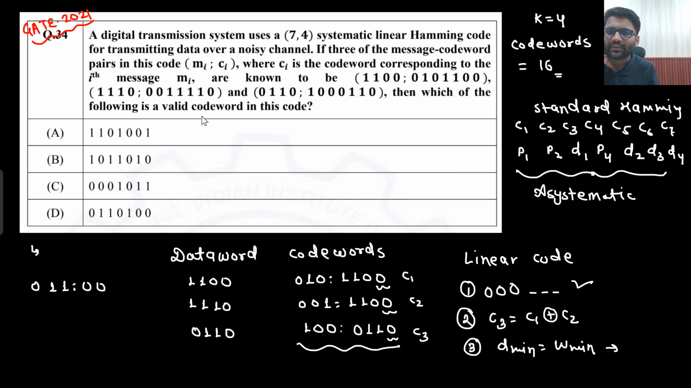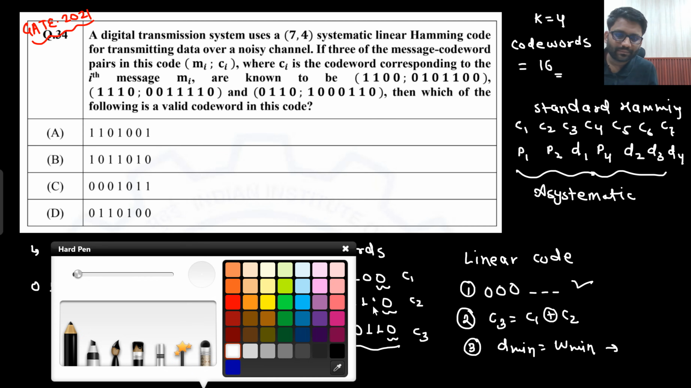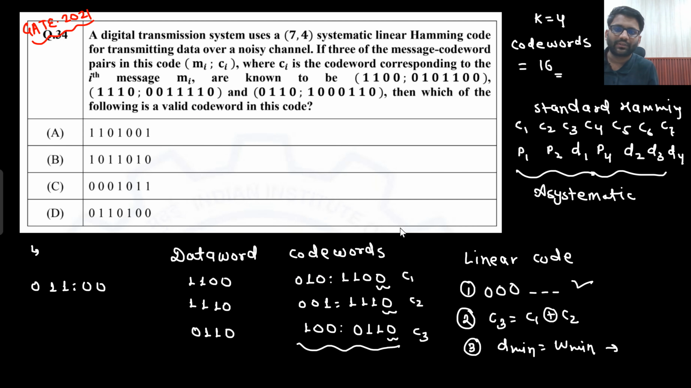0, 1, 0, 1, 1, 1, 0, 1, 1, 1, 0, yeah. Right? 1, 1, 1, 0 and 0, 1, 1, 0. Yeah, everything is fine now. So, sir, if I do C1 XOR C2, what am I getting? Sir, 0, 1, 1, 0, 0, 1, 0.